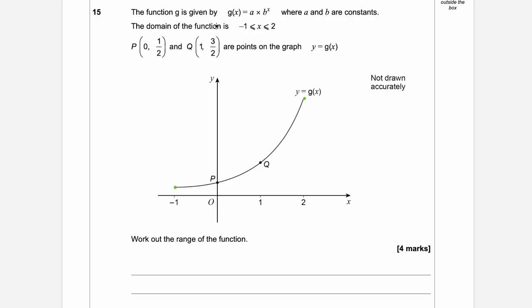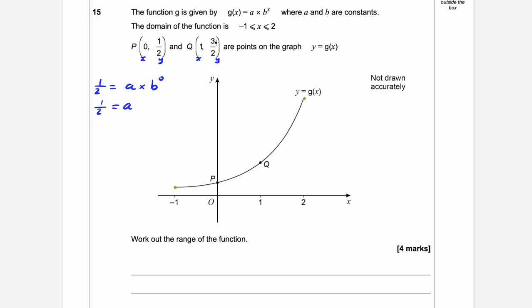So first we need to find what the function is. We need to find a and b. We'll find a and b using these points, and I can sub in, this is x and this is y, this is x and this is y. So let's start with P. I'll sub in y for g of x, so a half equals a times b to the power of 0. B to the power of 0 is 1, so we're left with a equal to a half. Okay, nice.